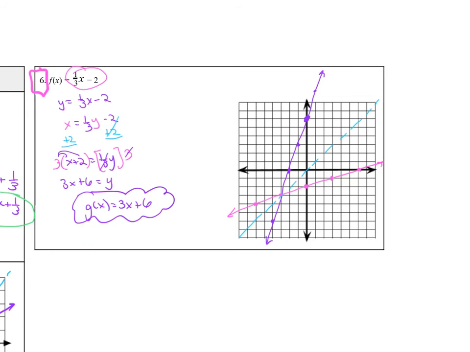So then, of course, our line here, I graphed it. This is g of x here, and then this is our f of x. So for g of x, you start at positive 6 here, and then you go up 3, right 1, or down 3, left 1, down 3, left 1. On the pink line, you start at negative 2, and your slope is up 1, right 3, up 1, right 3, or down 1, left 3, down 1, left 3. Okay, just again using the y-intercept, and then using the slope to find more points.